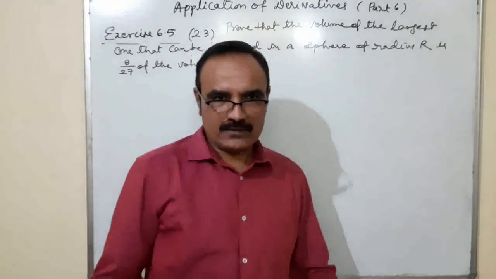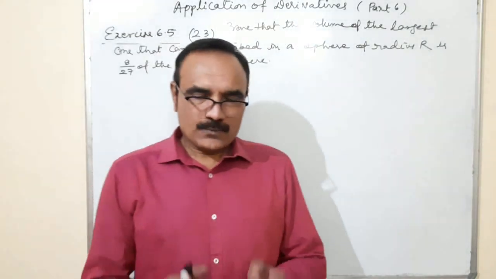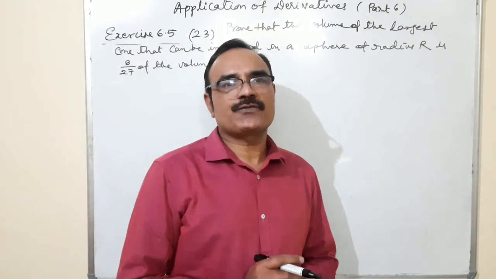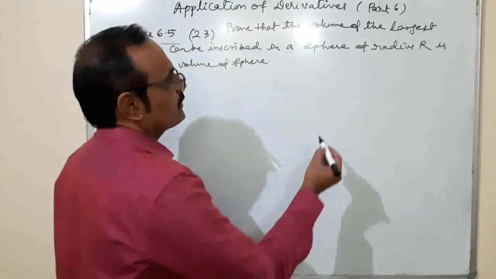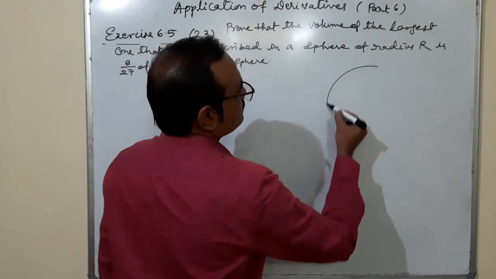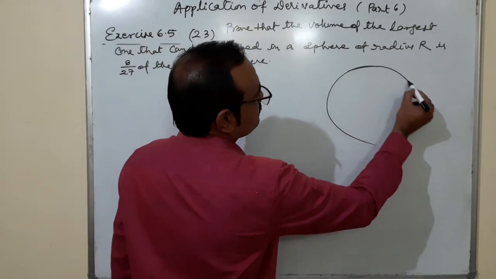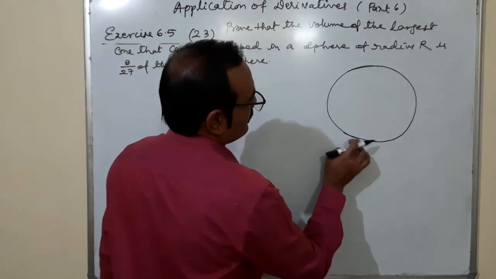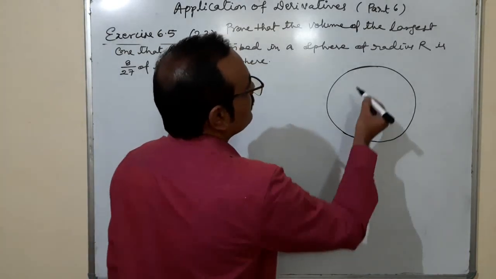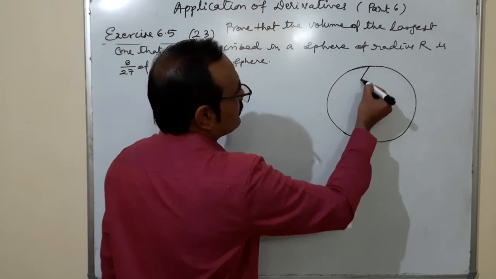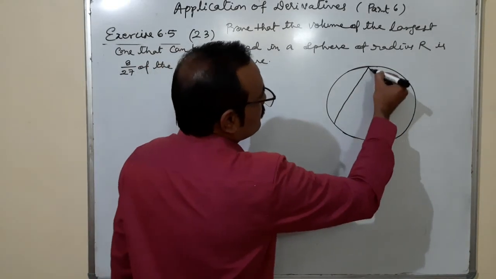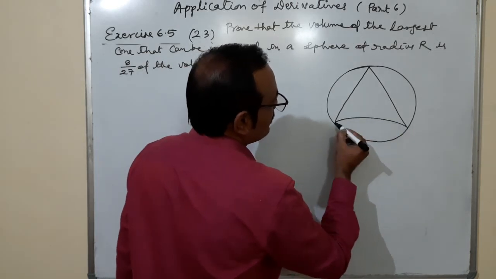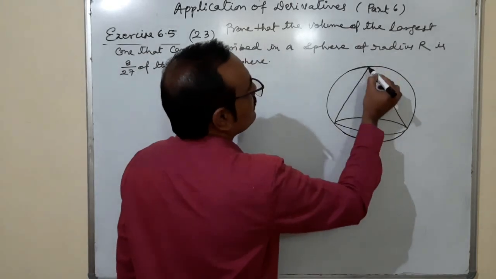Okay. What is the condition? Prove that the volume of largest cone that can be inscribed in a sphere. Sphere is a fixed term. This is a sphere. In this sphere, largest cone. Now we don't know how to set this cone in it so that it will become the largest in the volume. Like this.